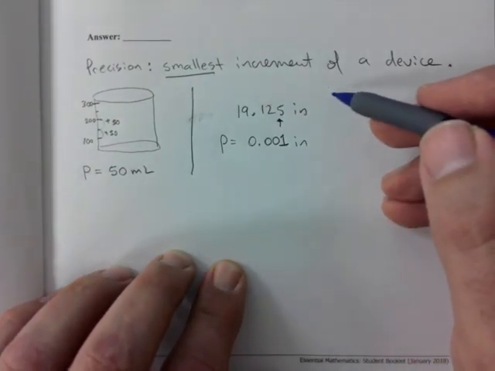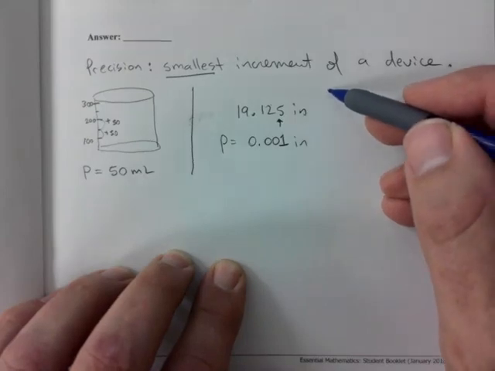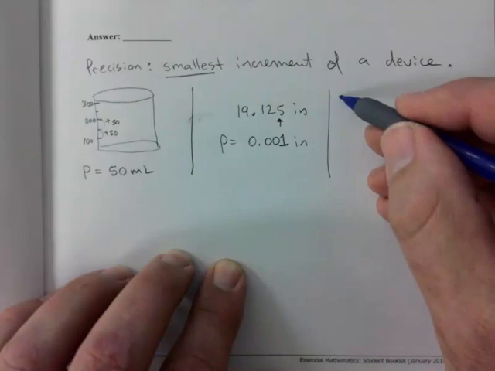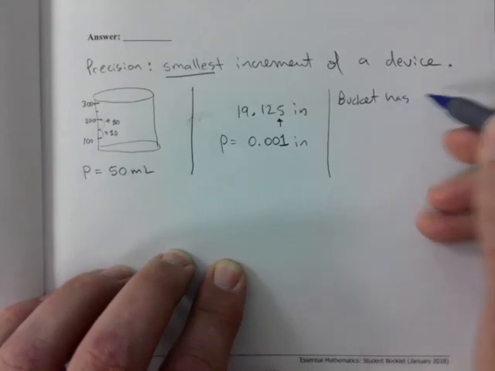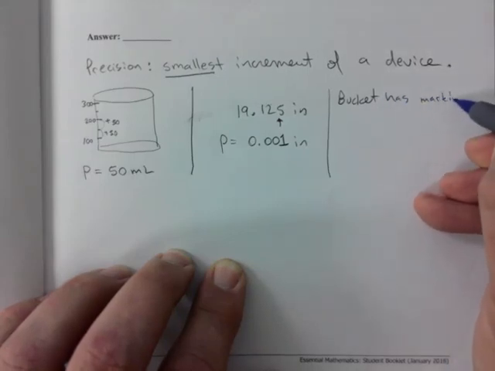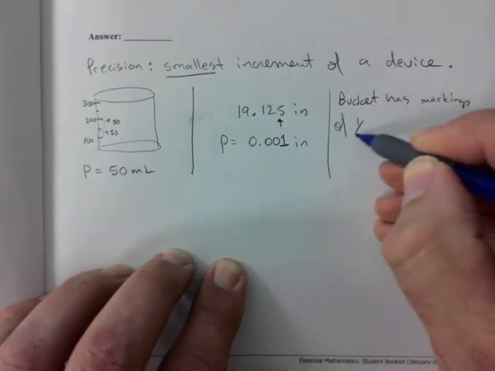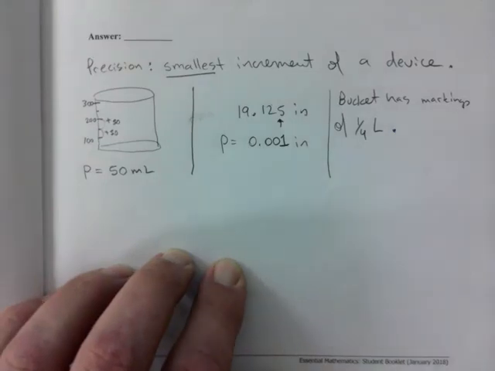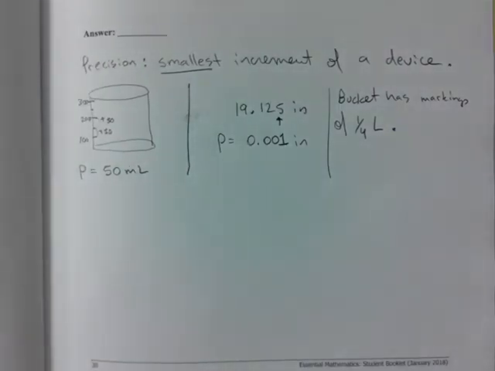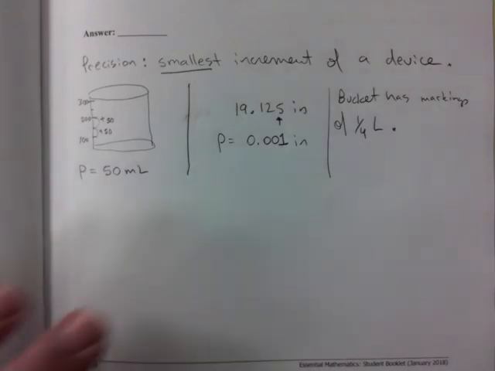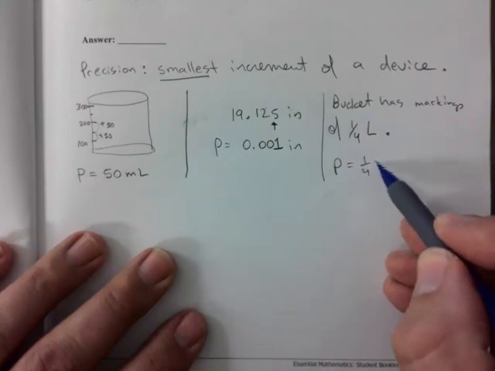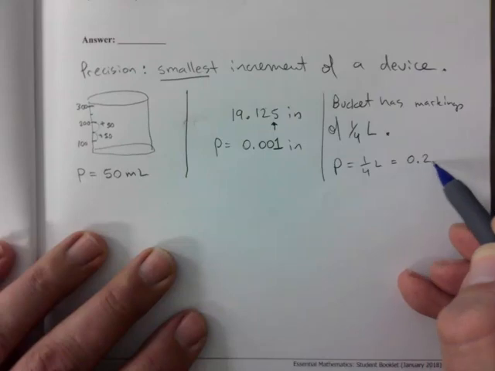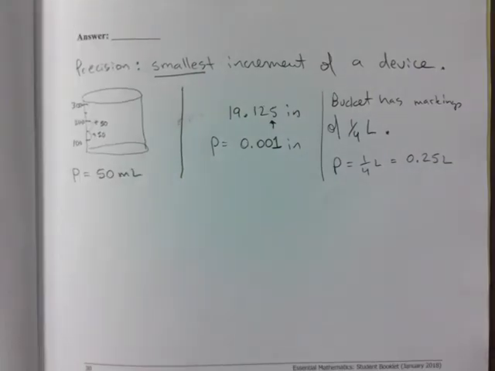What was the other one? Oh yeah. Bucket has markings of a quarter liter. What if you ever had something weird like that? The bucket has markings on the side of a quarter liter. Guess what? The precision is a quarter of a liter. You can also write it like this. No problem.